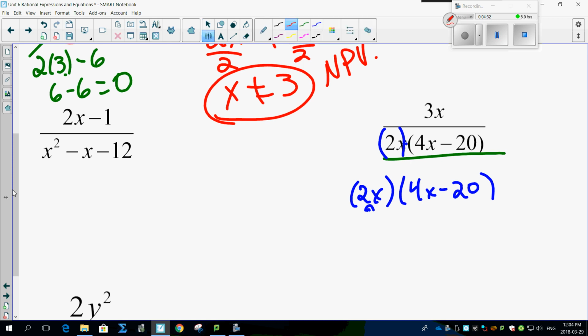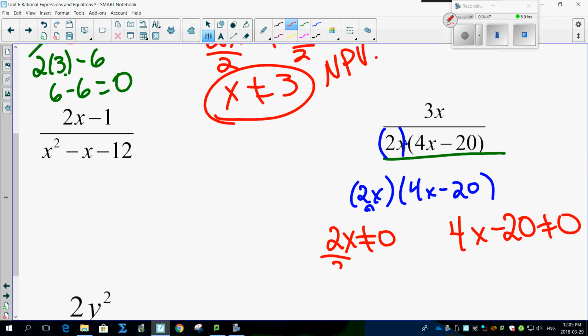You will actually write these down separately. For example, you have 2x does not equal 0, and 4x minus 20 cannot equal 0, because if any one of those two equals 0, it's not going to work. All right, so divide by 2, x cannot equal 0. Makes sense, because again, if this is 0, 0 times this won't work.